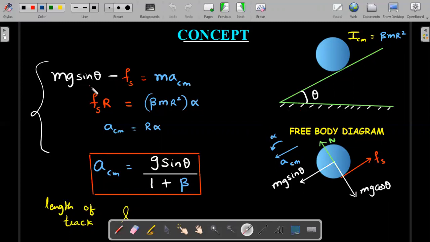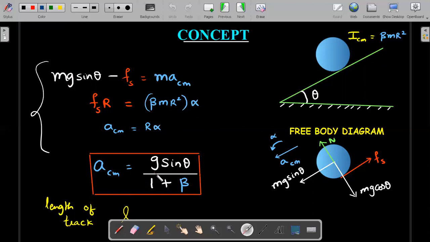So the translation equation would be mg sine theta minus fs equal to m a_cm, and fs into r equal to beta m r square alpha would be the torque equation, tau equal to I alpha, and then the rolling condition, or the no slipping condition, would be a_cm equal to R alpha. So when you manipulate all these three equations, you end up having a_cm as this expression. One of the beauties of this expression is that it doesn't contain mass and it doesn't contain even radius.